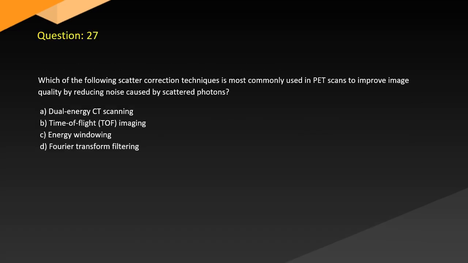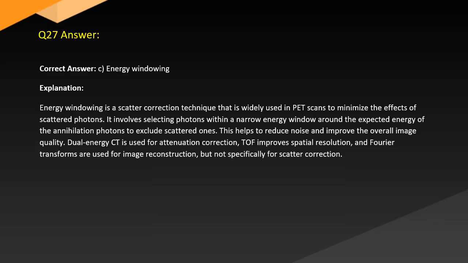Question 27. Which of the following scatter correction techniques is most commonly used in PET scans to improve image quality by reducing noise caused by scattered photons? A. Dual-energy CT scanning. B. Time-of-flight (TOF) imaging. C. Energy windowing. D. Fourier transform filtering. Answer. Correct answer: C. Energy windowing.